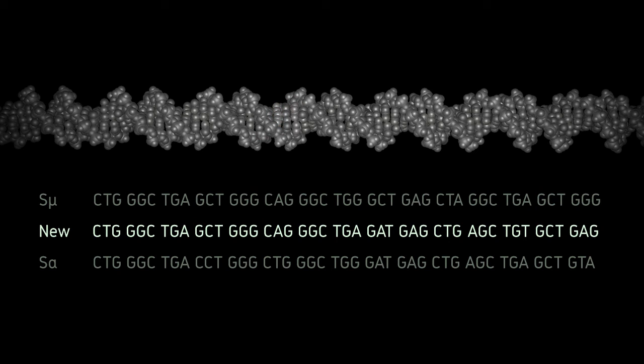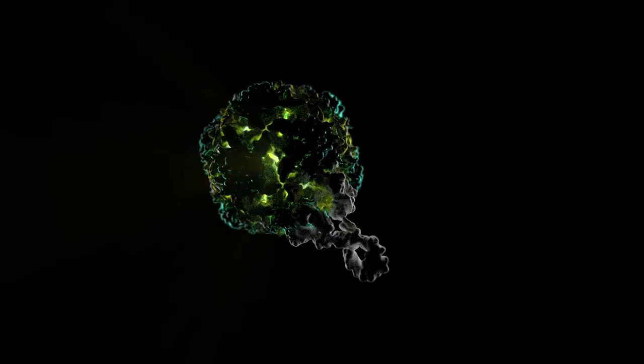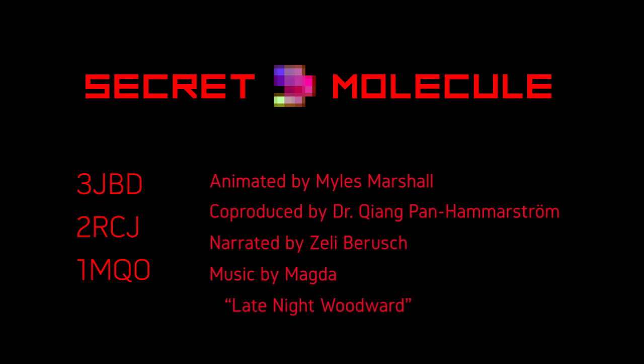By sequencing these recombined switch regions and comparing the results with biochemical assays, the Pan-Hammarström lab has revealed new information about class switch recombination and non-homologous end joining. Thanks to class switch recombination, this B lymphocyte cell now creates IgA antibodies designed to bind the invading poliovirus and begin its destruction.